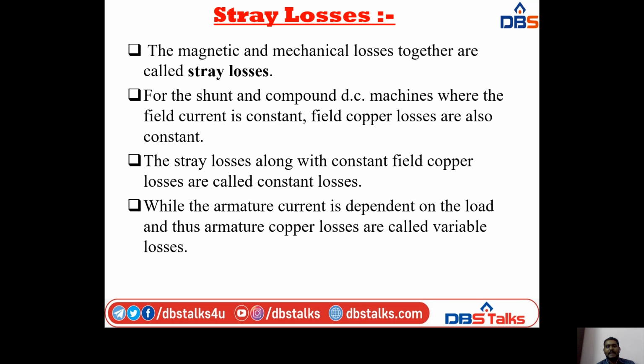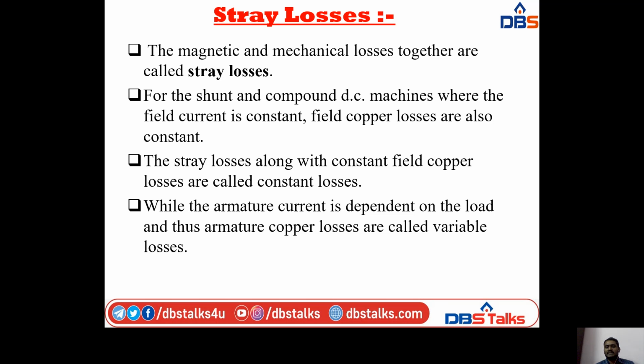Next, the magnetic and mechanical losses together are called stray losses. Magnetic losses are nothing but the iron losses. The sum of magnetic and mechanical losses, or the addition of magnetic and mechanical losses, is called stray losses.